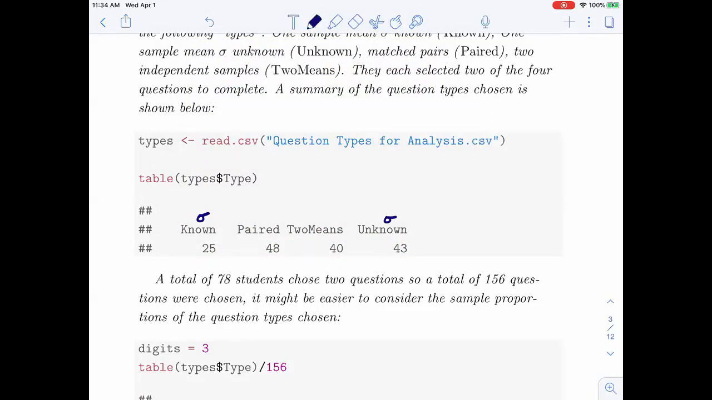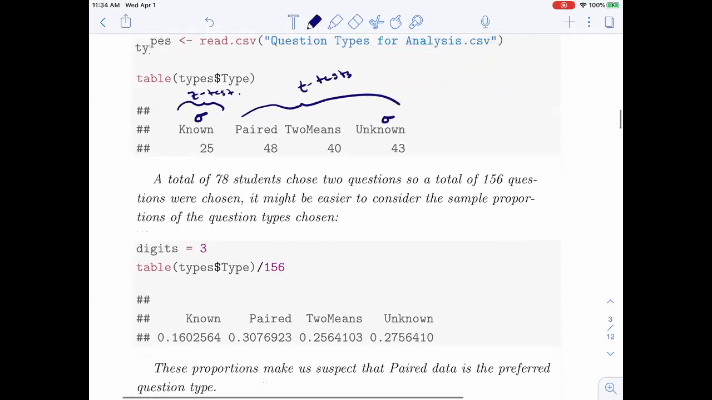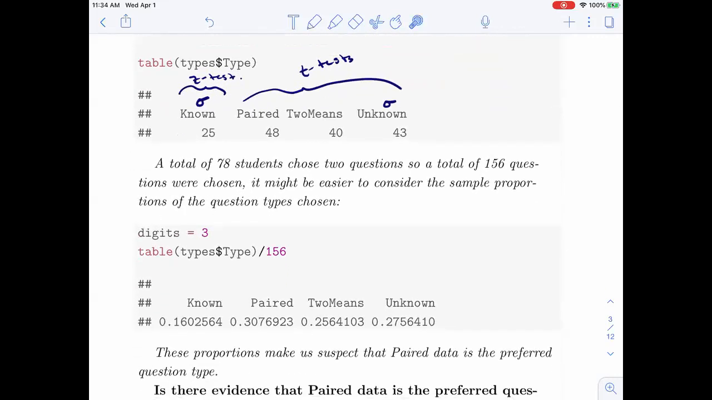And so here, these are t-tests, and this is the z-test. So a total of 78 students. This is just me outlining how we should do this analysis, because it's tricky: there's 78 students who wrote the test and they chose 2 questions. So a total of 156 questions were chosen.